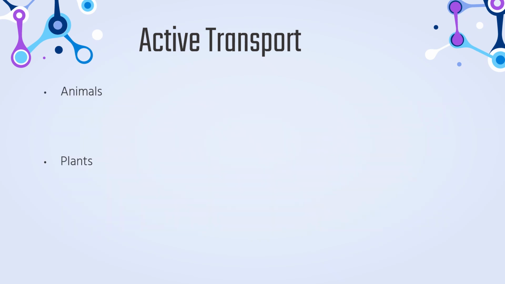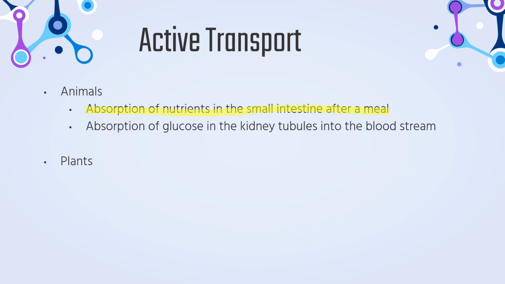Active transport examples in animals and plants differ, but the general concept is the same. Sometimes we cannot rely on diffusion alone. We have to be efficient, so when we absorb nutrients after a meal, active transport is also being employed. So there is diffusion and active transport. When we absorb glucose in the kidney tubules into the bloodstream, something that you will study in chapter 8 for pure bio students, this absorption is also by diffusion, and to make it more efficient, active transport.